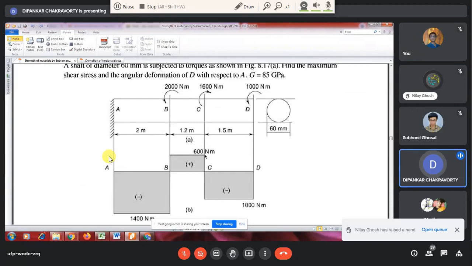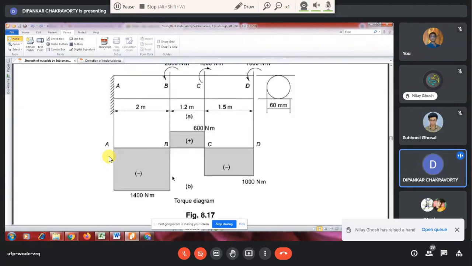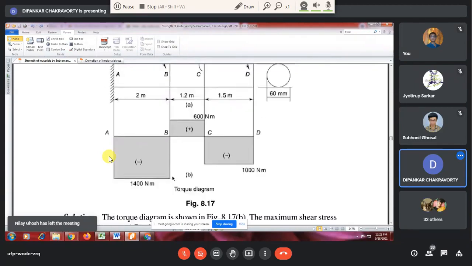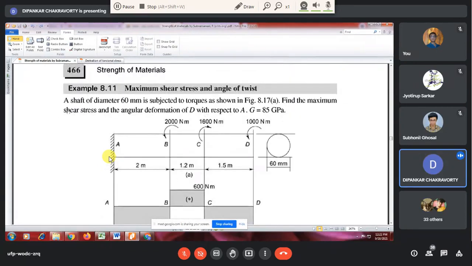So that becomes plus 600. And then again minus 1400 like that. So this is the torsional diagram. And what they have asked for is the maximum shear stress and the angle of twist of A with respect to D. This thing they want.